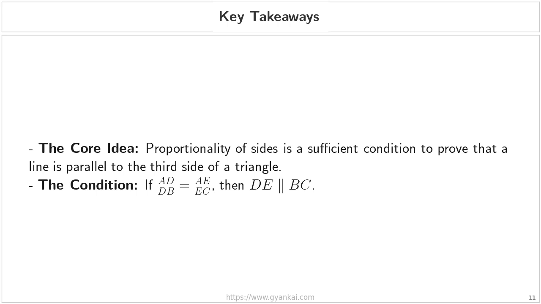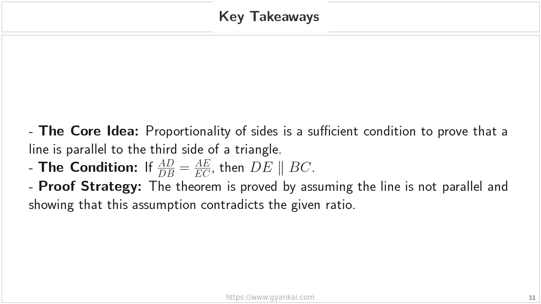To put this into a concrete mathematical condition that you should memorize, if the ratio of AD over DB is equal to the ratio of AE over EC, then you can confidently conclude that the line DE is parallel to the base BC. Now, if you are asked to write this out in an exam, remember the proof strategy we walked through in the middle of the lesson. We didn't just assume the line was parallel, we used the method of contradiction. We assumed the line was not parallel, introduced a construction, and showed that this assumption would lead to a logical impossibility regarding our given ratios.